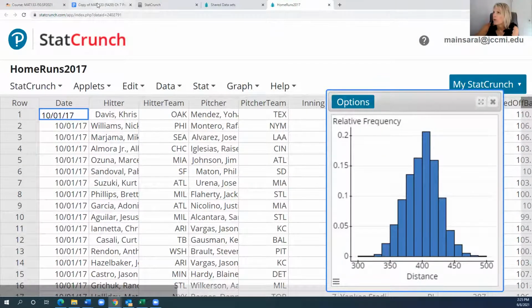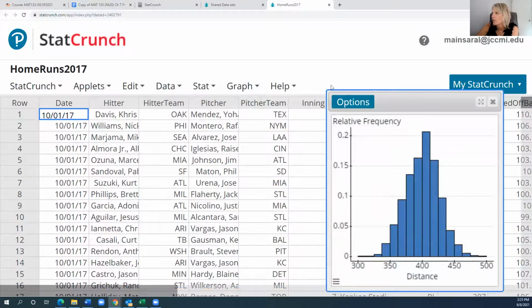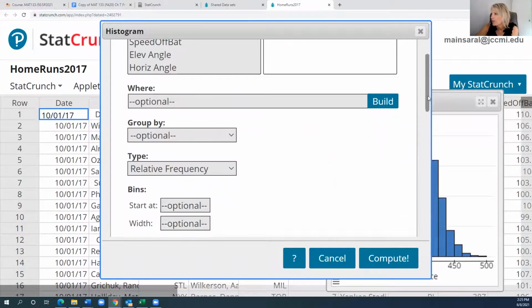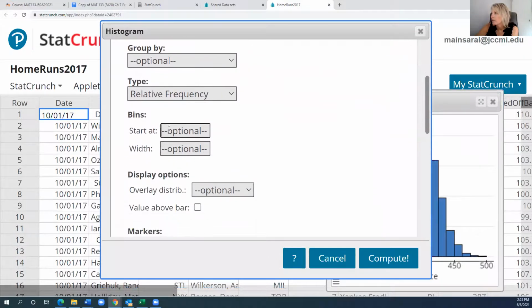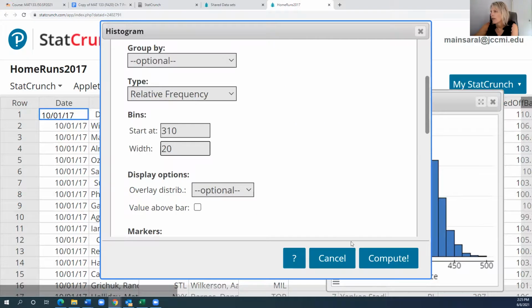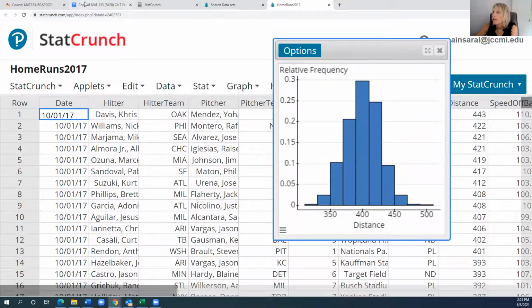Now they said they want the first class to start at 310 and a class width of 20. So you can go into here and hit edit, because down here you can change all that. So they want the bins to start at 310 and the width to be 20. So 310 and 20. And then you can hit compute, and it should look like this.